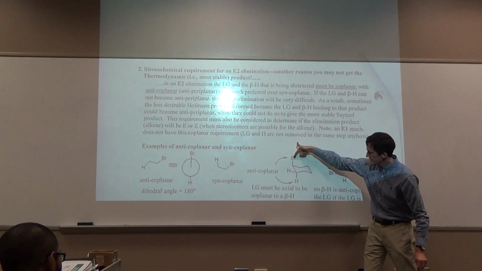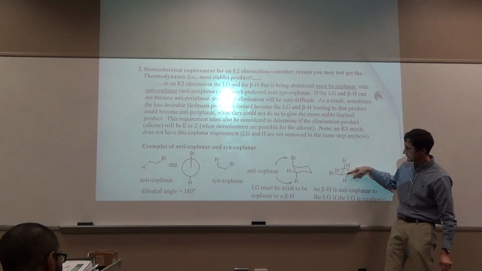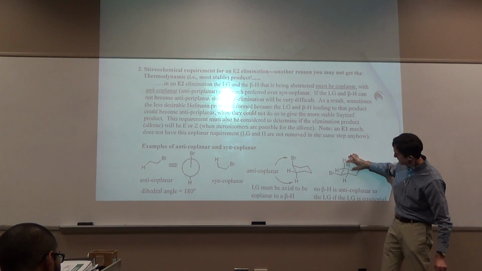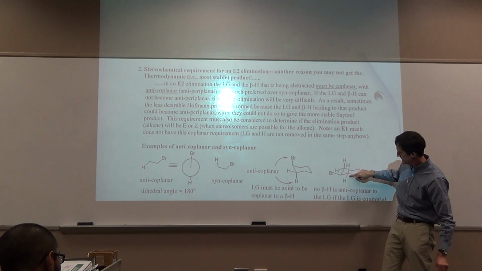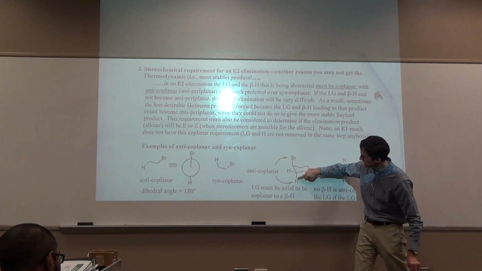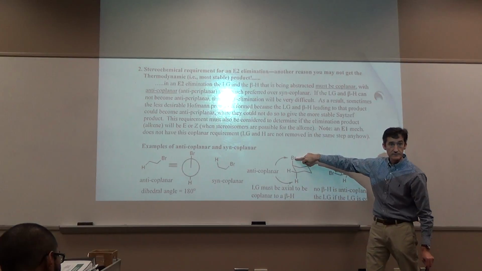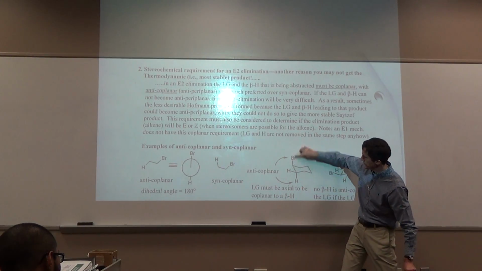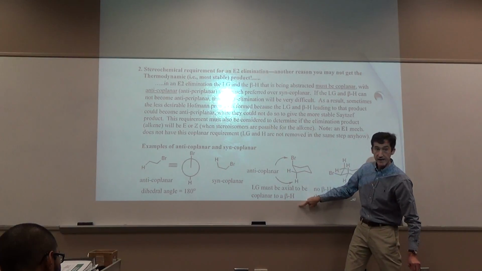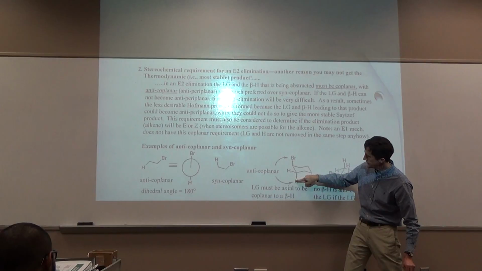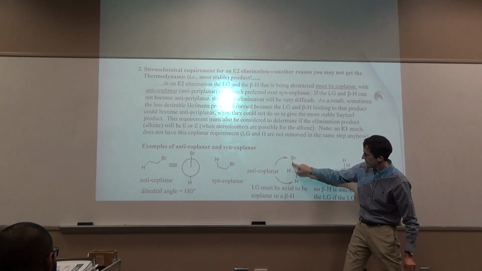Here the bromine is axial. Here it's equatorial. Now, this is symmetrical, so these H's are really the same as these. Let's focus in on these here. Which one of the H's is anti-coplanar to the bromine? That one. Bromine is straight up. This one is straight down. Not that one. These are anti-coplanar. Not those two.